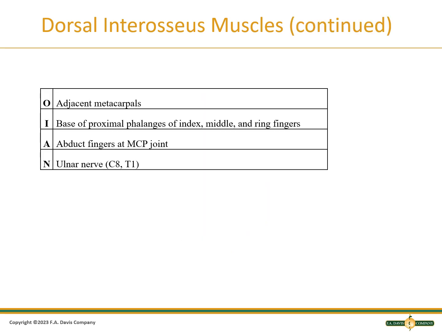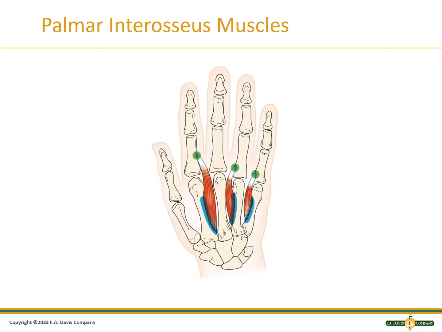Looking at that a little bit closer, our dorsal interosseous muscles originate on the adjacent metacarpals to insert on the base of the proximal phalanx of the index, middle, and ring fingers. Their action is to abduct the fingers at the MCP joint. So dorsal interosseous abduct the fingers. And the dorsal interosseous muscles are innervated by the ulnar nerve.